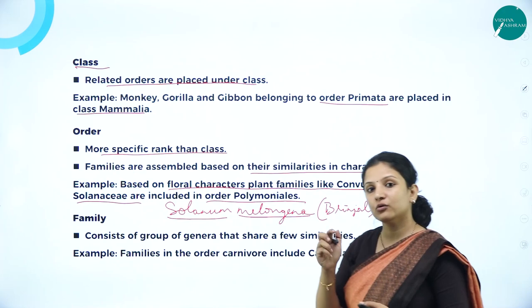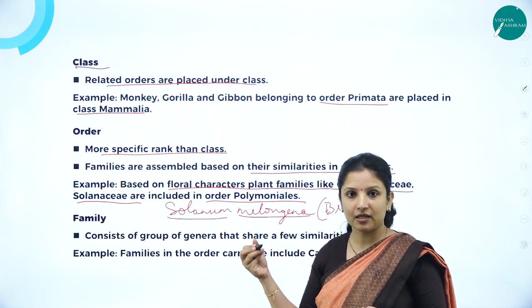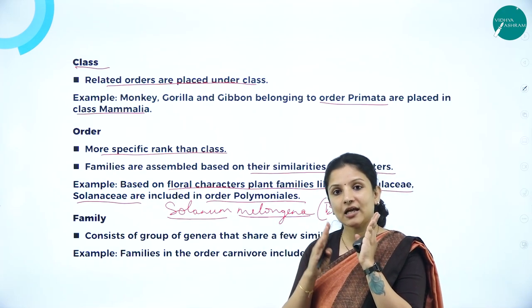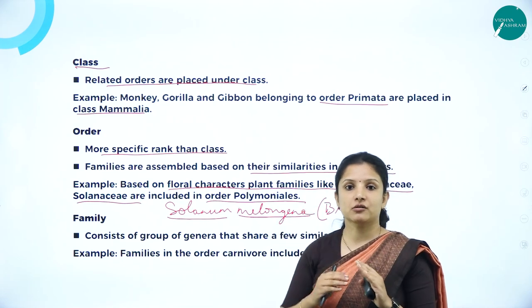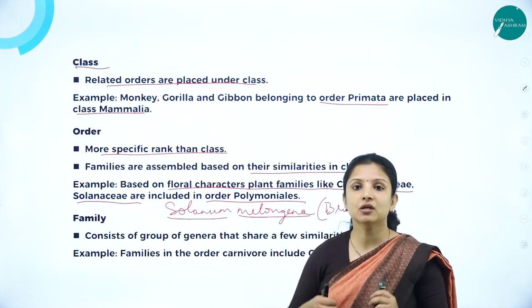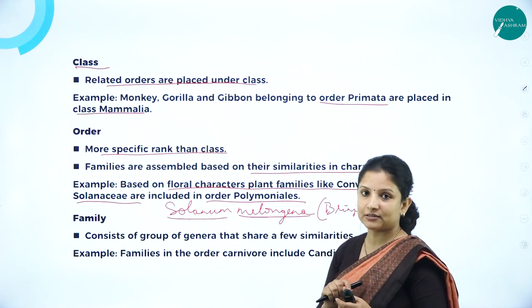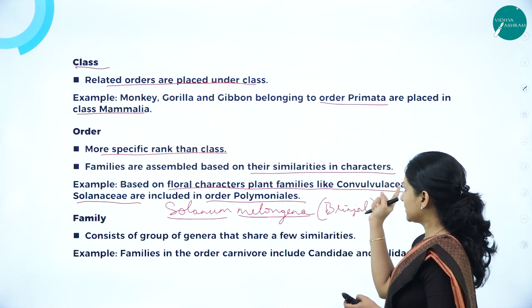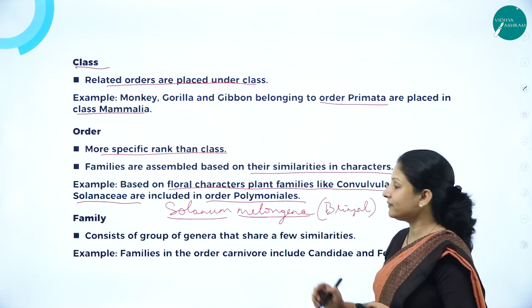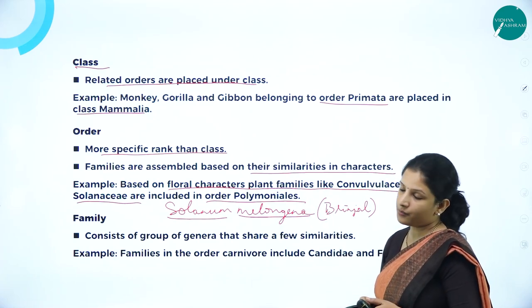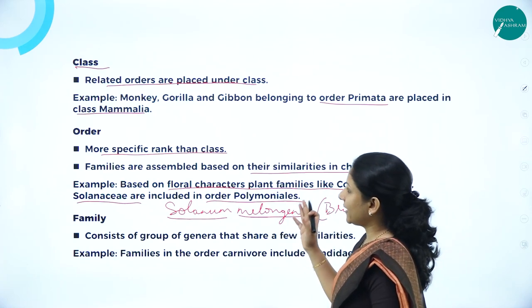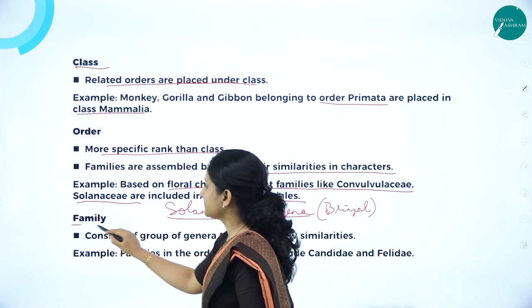Why? Because when you look at the stamens of this particular flower, you can see that the stamens are fully attached, or they come attached along with the corolla. Because of that one characteristic which both families, Convolvulaceae and Solanaceae, have, they have put them under the order Polemoniales. So next, talking about family.